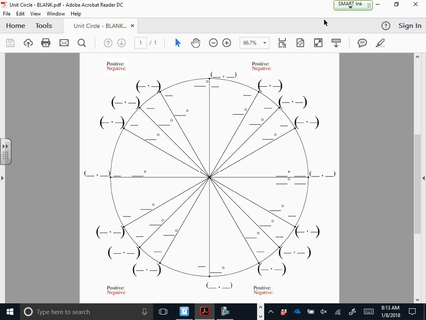Okay, so we're going to take some time, and I mean some time, and we are going to fill out everything about the unit circle. Okay. Let's first start with not using our triangles. Okay, we're going to save those for in a couple minutes.